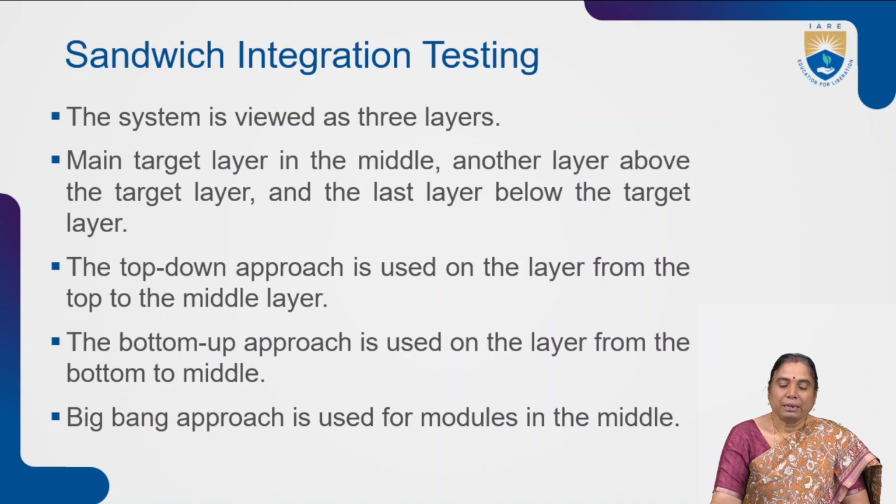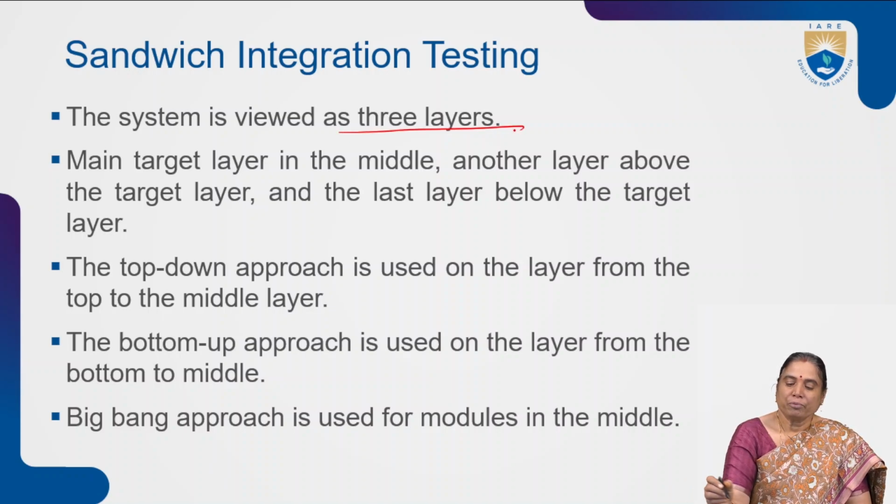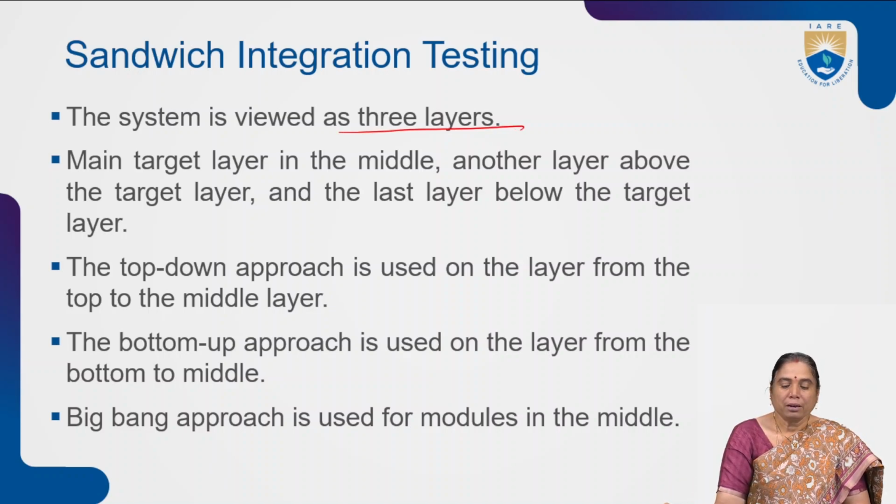Another variety of integration testing is sandwich integration, which combines the top-down as well as bottom-up approaches. In this type of integration testing, the system can be viewed as three layers: the main target layer in the middle, another layer above the target layer, and the last layer below the target layer. The top-down approach is used on the layer from the top to the middle layer, and the bottom-up approach is used on the layer from the bottom to the middle. The Big Bang approach is used for modules in the middle.